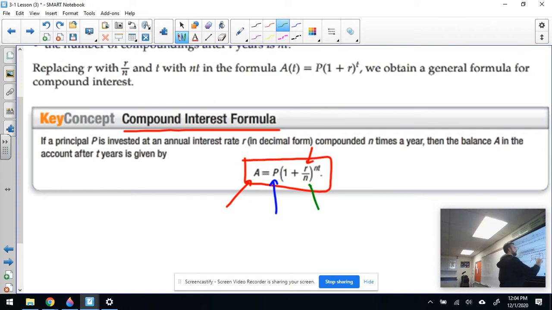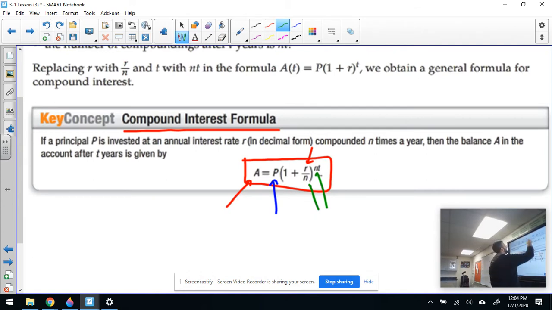N, notice it shows up actually twice, is the number of times something is compounded in a year. So for example, if we talk about monthly, there are 12 months in a year, right? So N would be 12. Or if we talk about quarterly, you think of a quarter like a dollar. There are 4 quarters in a dollar, so quarterly there'd be 4 of them. And we'll look at a bunch of different examples in a little bit.